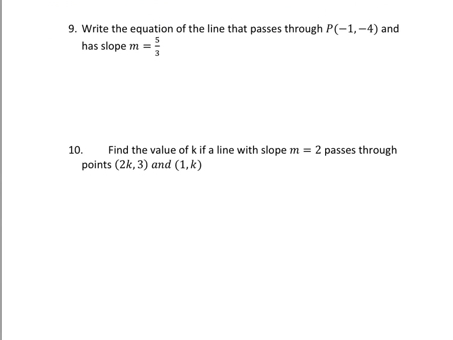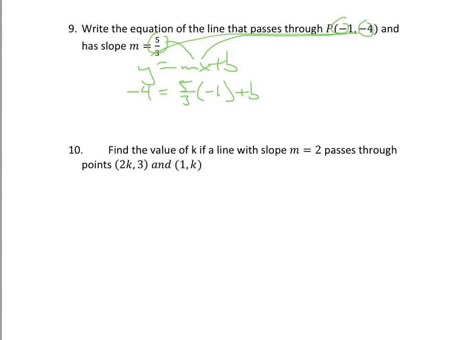Number 9, we're going to write the equation of the line that passes through negative 1, negative 4, and has a slope of 5/3. Okay, so I've got y equals mx plus b. All right, I have a y, x, m, I gotta find b. So negative 4 equals 5/3 times negative 1 plus b. Okay, so I need to do some fractions adding. So I've got negative 4 equals negative 5/3 plus b, and b equals negative 4 plus 5/3.